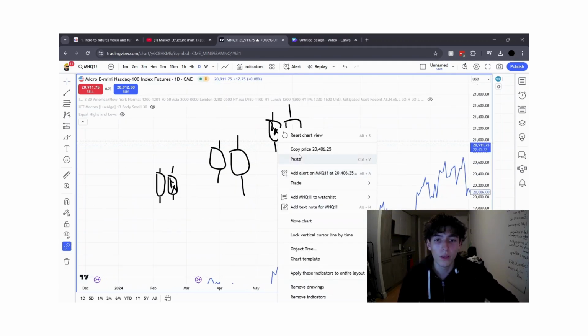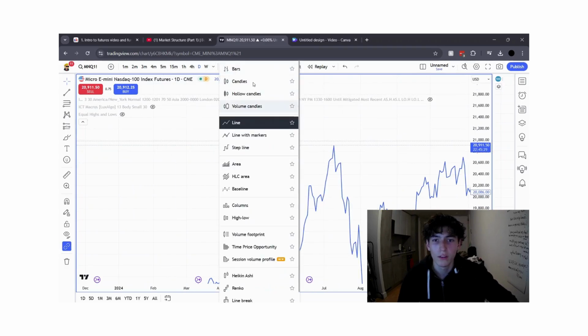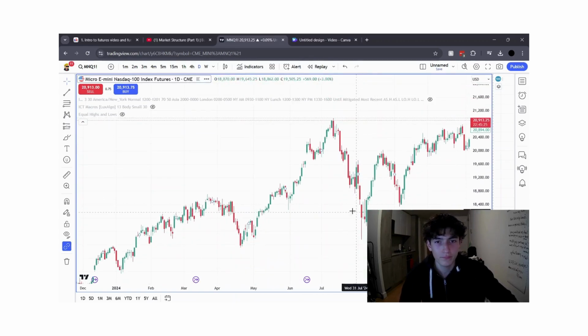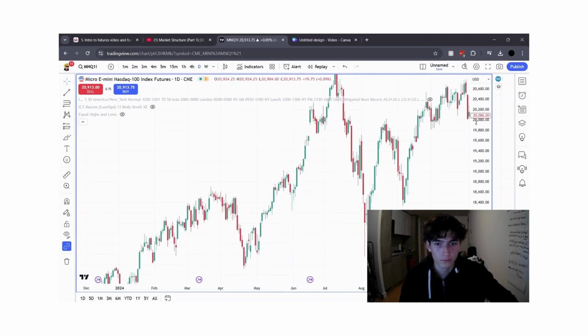All right, now I'm going to help you guys spot these in the actual chart. So we go to the candlestick chart. Here's a good example. So here I'm in the daily.